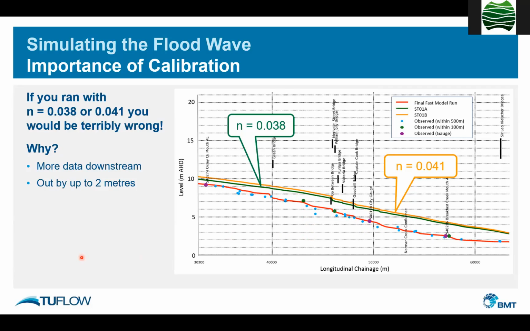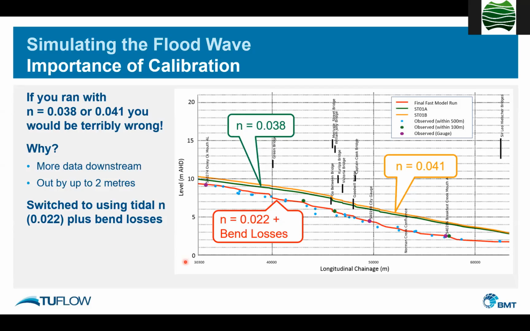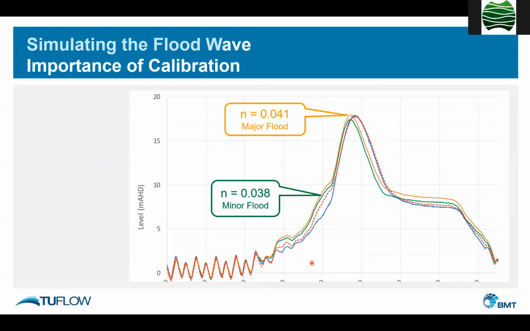We then revised our approach to how we went about this calibration, and we switched to an approach of adopting that tidal Manning's N of 0.022 and then applying bend losses. There's about 20 quite strong bends in the Brisbane River system, so there's a lot of energy lost at those bends. At each bend we applied a bend loss, and we used a 0.022 Manning's N instead of the 0.038 or 0.041. So how do we go at the upstream gauge?